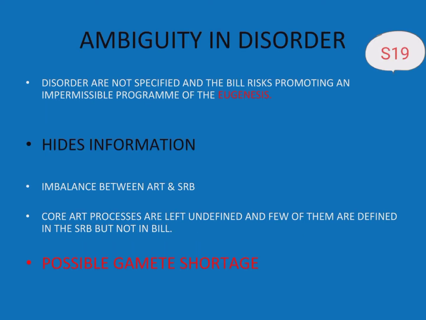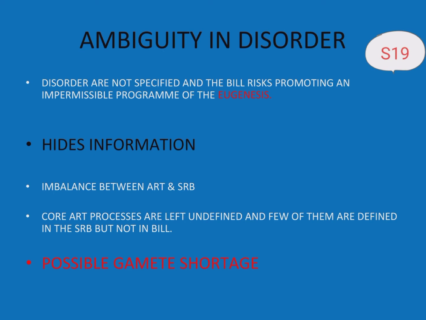Let's move forward and talk about the ambiguity in disorders. Disorders are not specified before implanting the embryo. Gametes have to go through genetic tests without the consent of the commissioning party. That is again an issue. This bill is at risk of promoting an impermissible program of eugenics. Eugenics means that in order to give furtherance to a species, selective mating happens. That is eugenics. It might give some sort of furtherance to that.